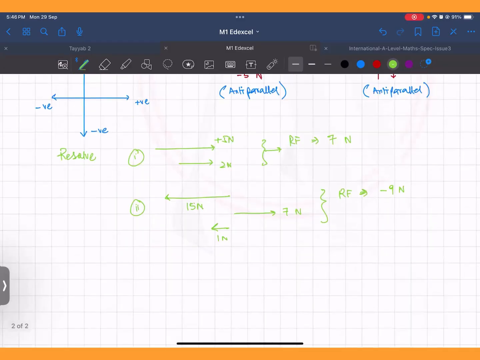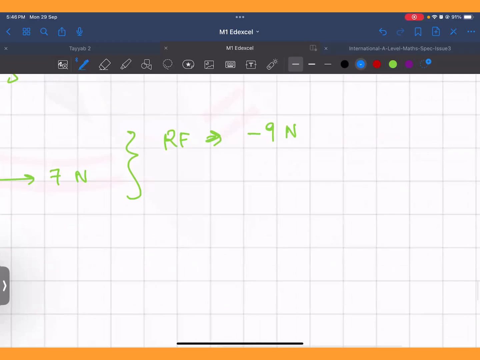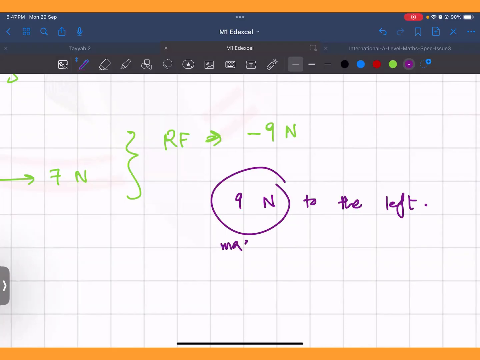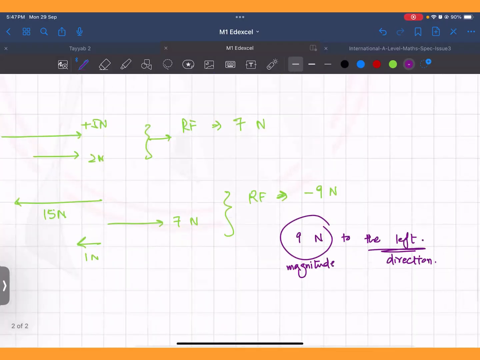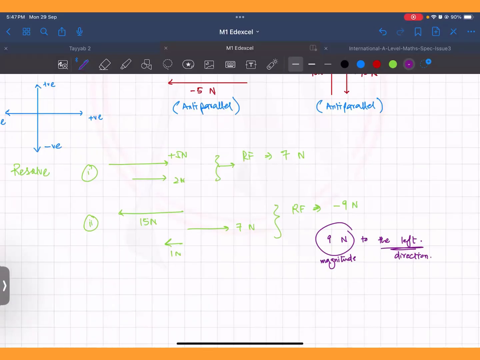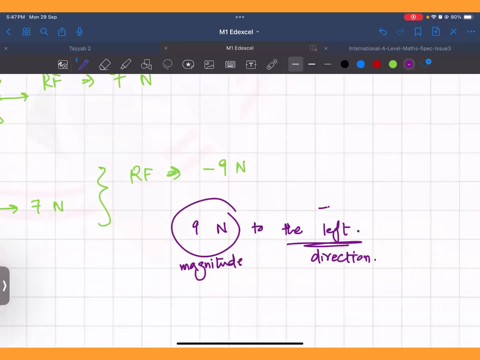Now, whenever you write down the resultant force, this is one of the ways. For the final answer, you would write 9 Newton to the left. You give the magnitude in the final answer and you give the direction. Both are important. You don't just write down the magnitude. You would say that it is 9 Newton to the left side, or the negative x-axis, because it goes left side.